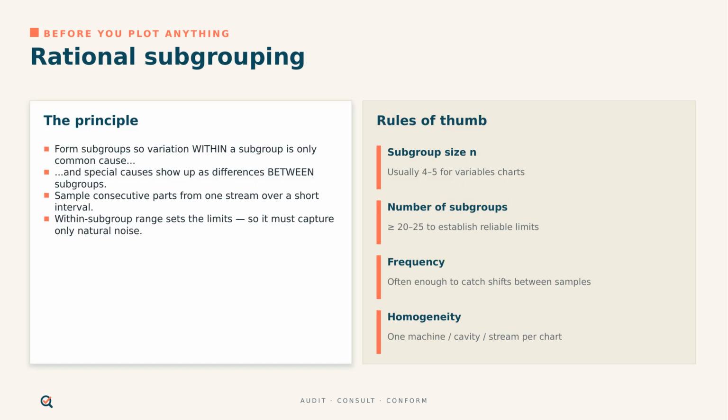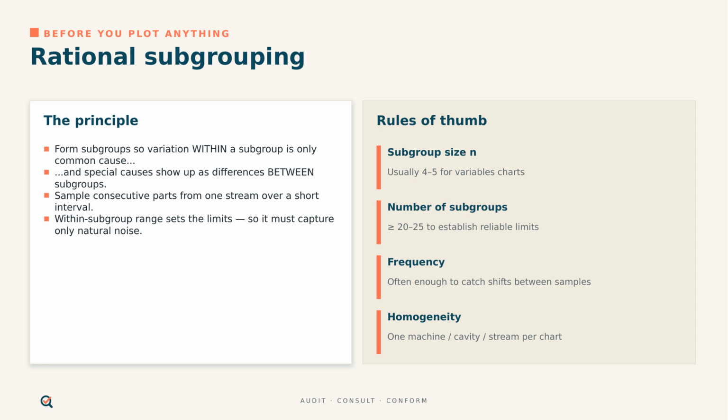Before you plot anything, you have to collect the data the right way. This is called rational subgrouping, and it's where many charts quietly go wrong. The principle: form your subgroups so that the variation within a subgroup is only common cause noise, and any special causes show up as differences between subgroups. In practice, that means sampling consecutive parts from one stream over a short interval. The within subgroup range is what sets your limits, so it must capture only natural noise.